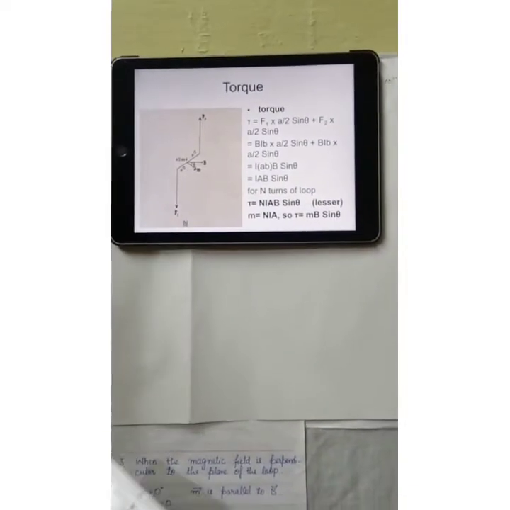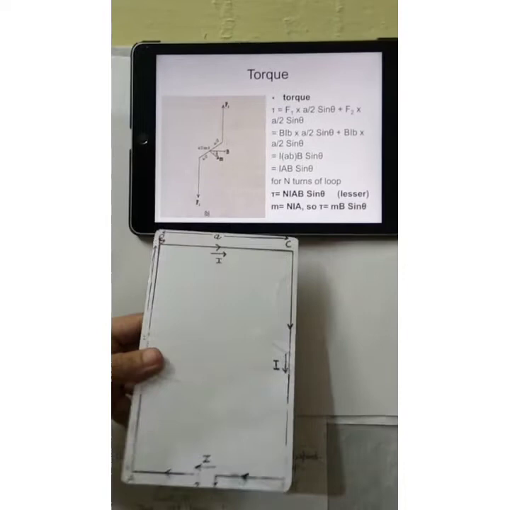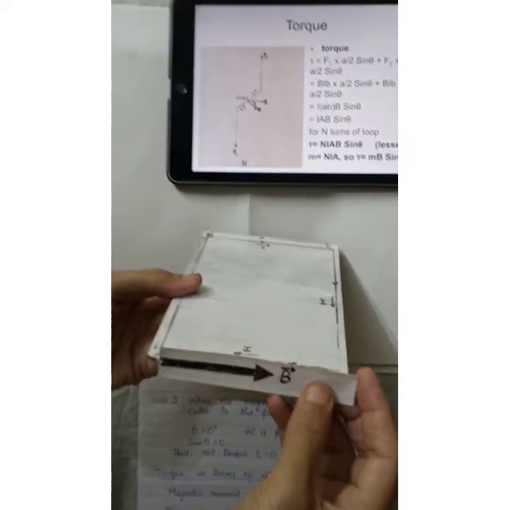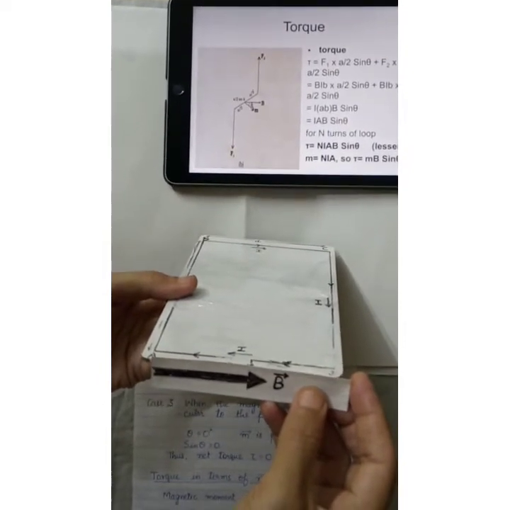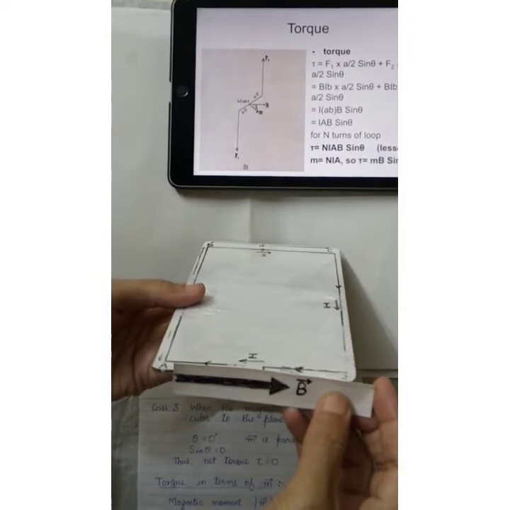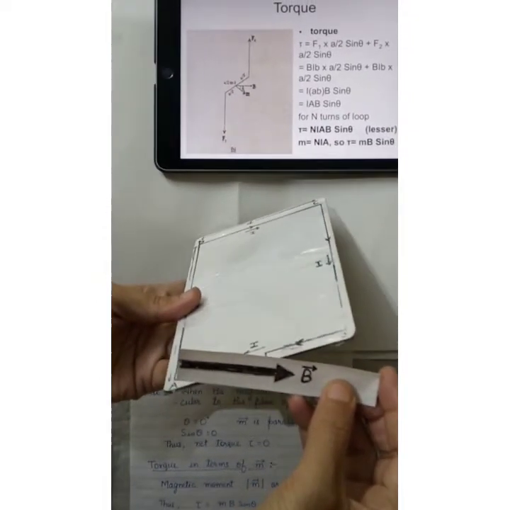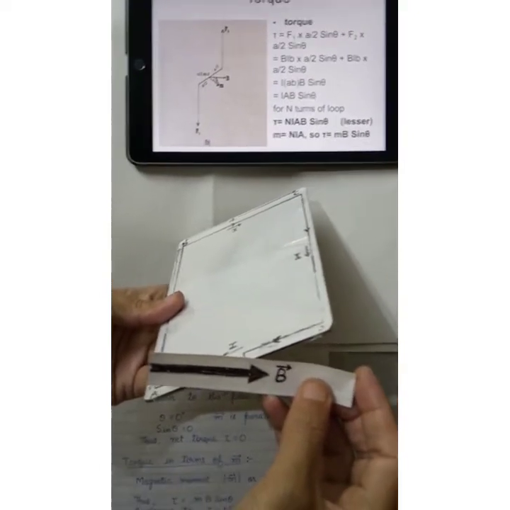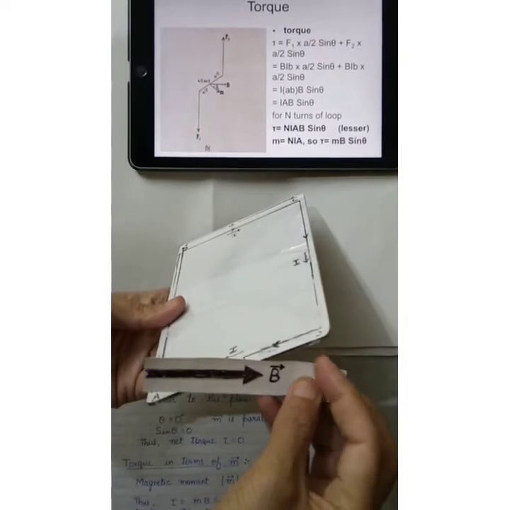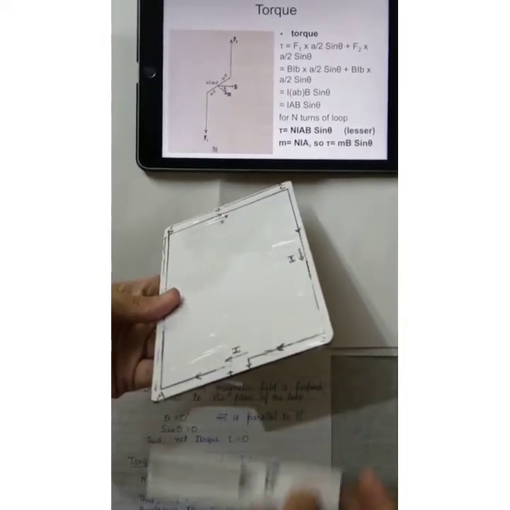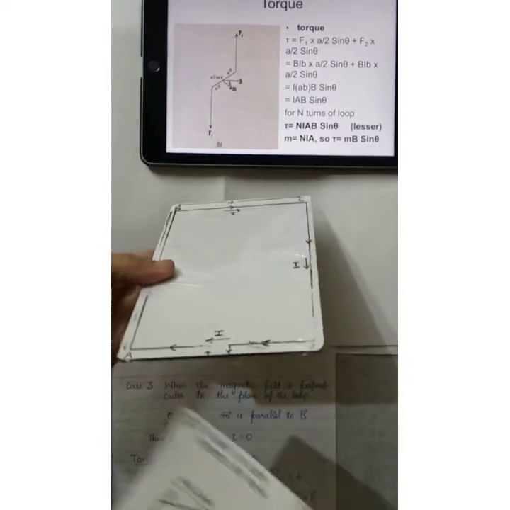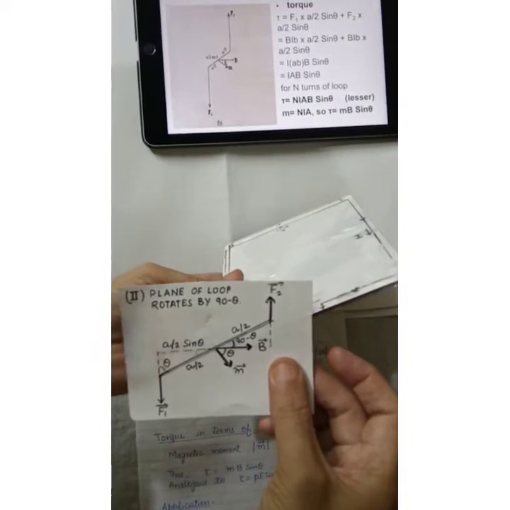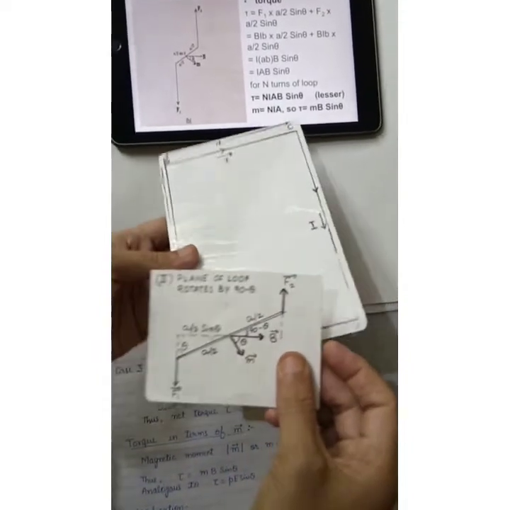Torque. So this is our loop. This is the magnetic field. So our loop is in the magnetic field direction. When our loop rotates by some angle, say 90 minus theta, then this angle becomes 90 minus theta. Let us see this. This is the loop. When it rotates by 90 minus theta, it makes this angle.